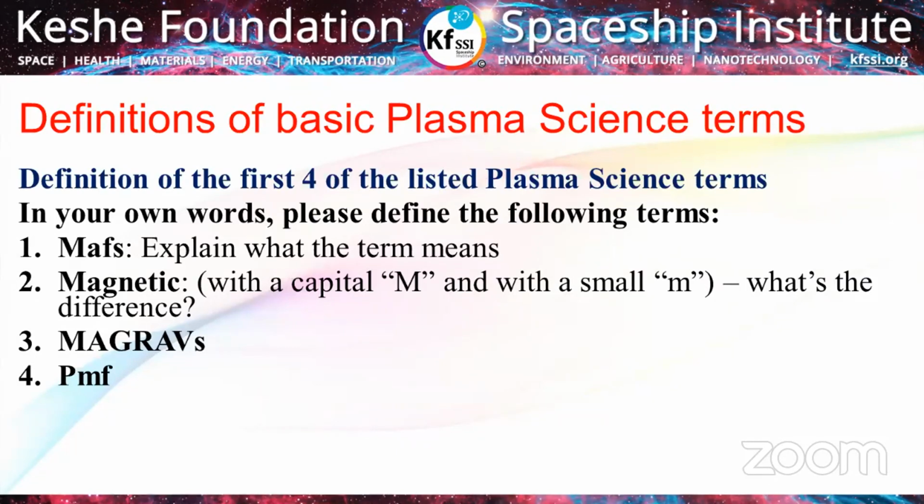So let's help Gatwa out here. John, you should be able to explain magravs or even the magnetic, perhaps. I started with the simple ones. MAFs would be magnetic fields, and PMFs would be plasmatic magnetic fields. And what would magravs be? Magnetic gravitational fields.